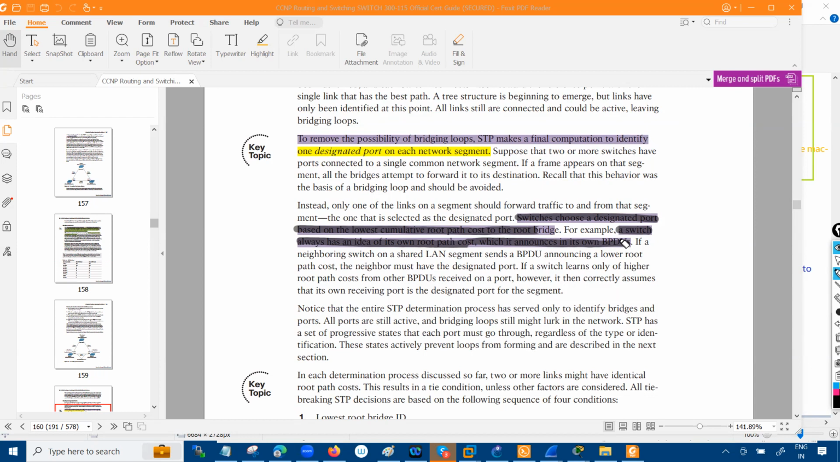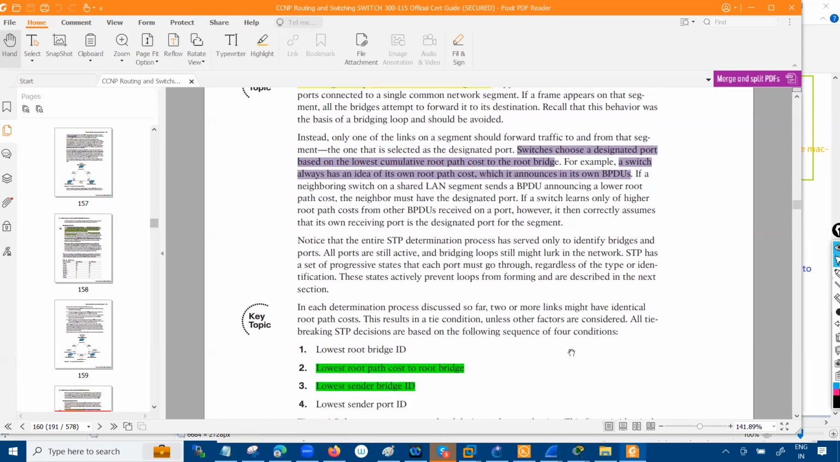So when switch 1, which was the root bridge, generates the BPDU, he knows what his root path cost is, right? So he puts that root path cost in his own BPDU. So in the BPDU, what information are we exchanging? The root path cost, right?